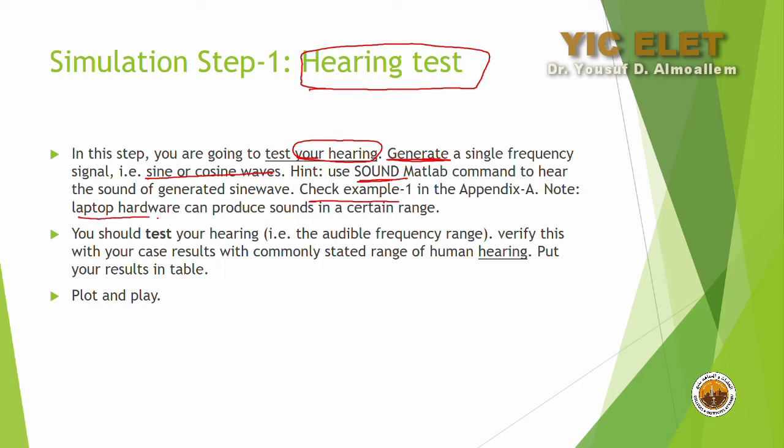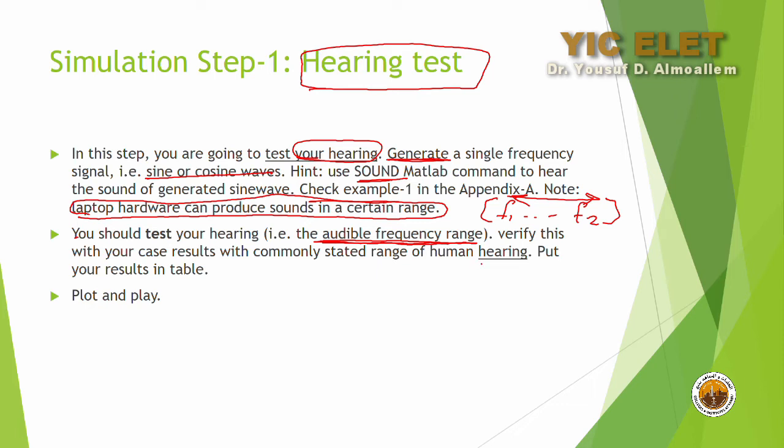Please note that laptop hardware can provide sounds only in a certain range. If you cross that range, it will create a warning or an error message. Then you should test your hearing. Use this generated signal and start changing the generated frequency to see up to what range you can hear. Start with some frequency F1 and increase till you get F2, after which you cannot hear. This is the audible frequency range for you.